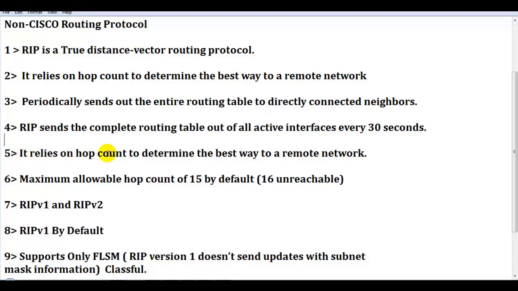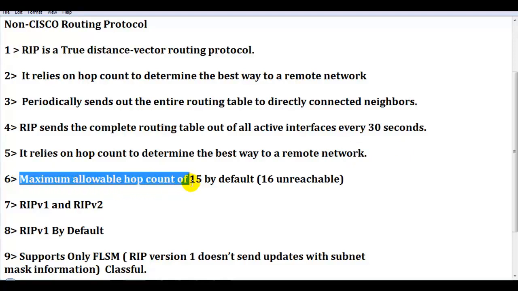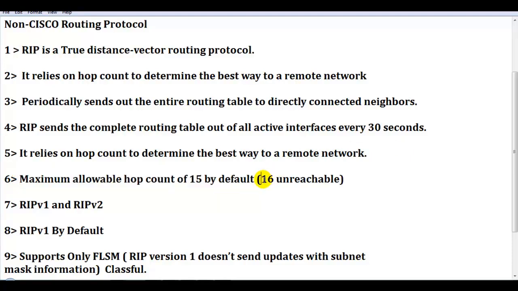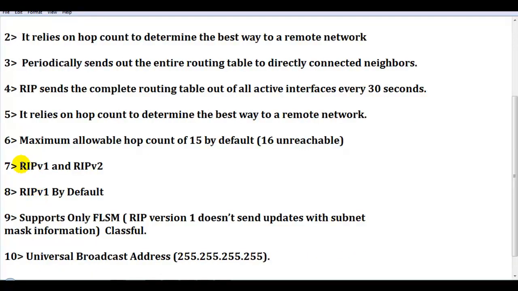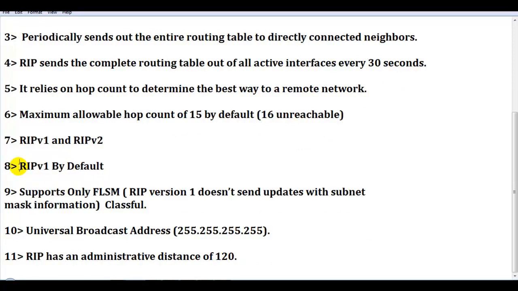It relies on hop count to determine the best way to a remote network. The maximum allowable hop count is 15 by default; 16 would be considered unreachable. As I said, RIP has two versions, RIP v1 and RIP v2. When we configure it, the default version is version 1.